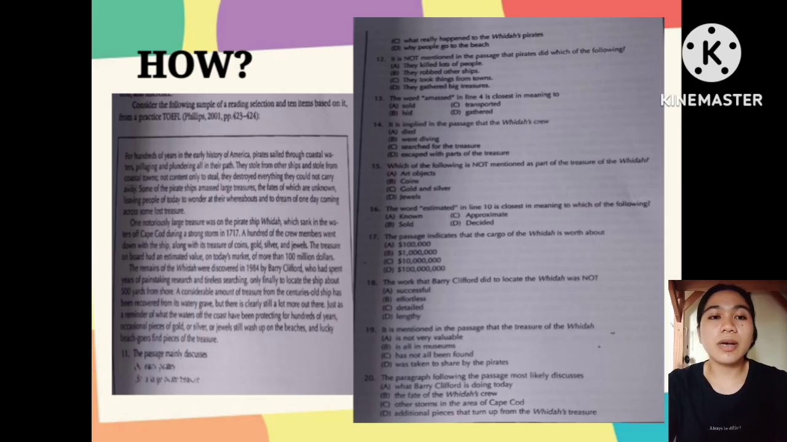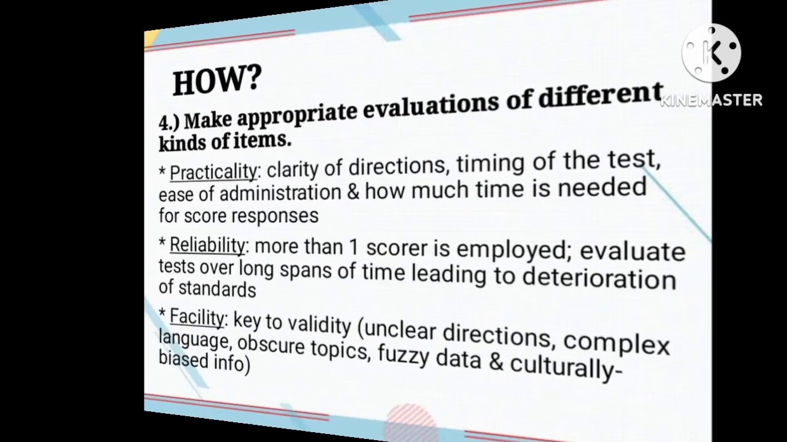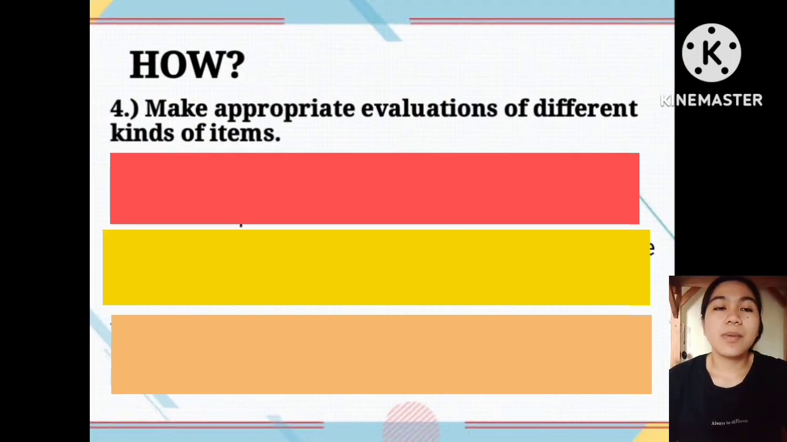Furthermore, those items are also selected to meet a desired discrimination index. Both of these indices are important considerations in the design of a computer adaptive test, where performance on one item determines the next one to be presented to the test taker. The next step: make appropriate evaluations of different kinds of items.